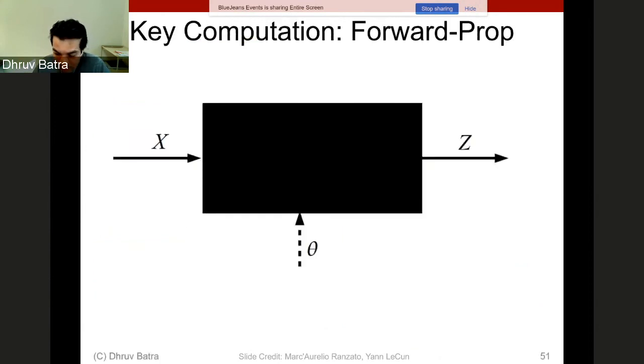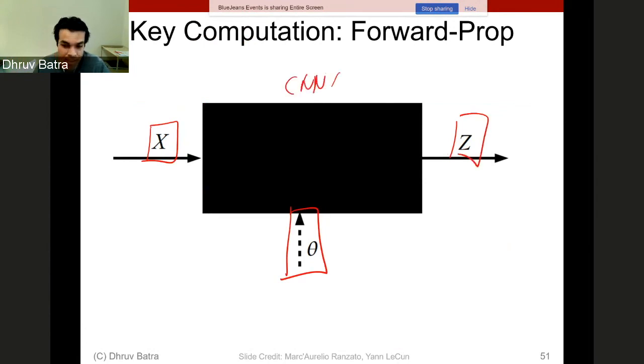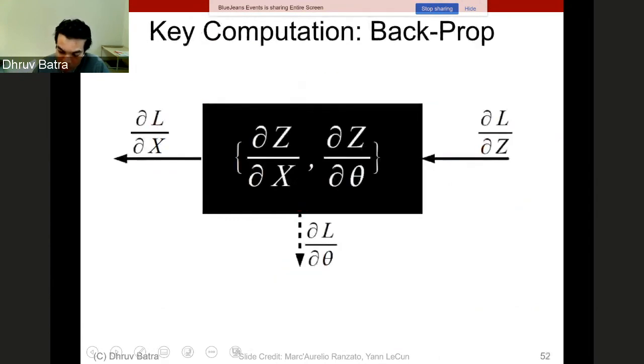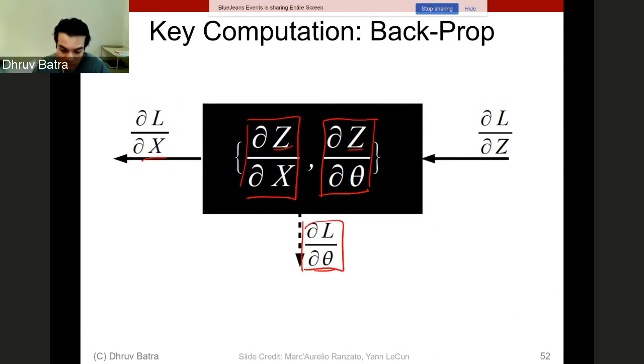And hopefully this idea is also clear that all you have to do is that modules are parameterized by some parameters. They take some input, they produce some output, whether these modules are CNNs, LSTMs, RNNs, or anything else. All you need to be able to do is define partial derivatives or Jacobians of the output with respect to the input and the output with respect to parameters. This is used for gradient descent. This is used for continuing backprop.